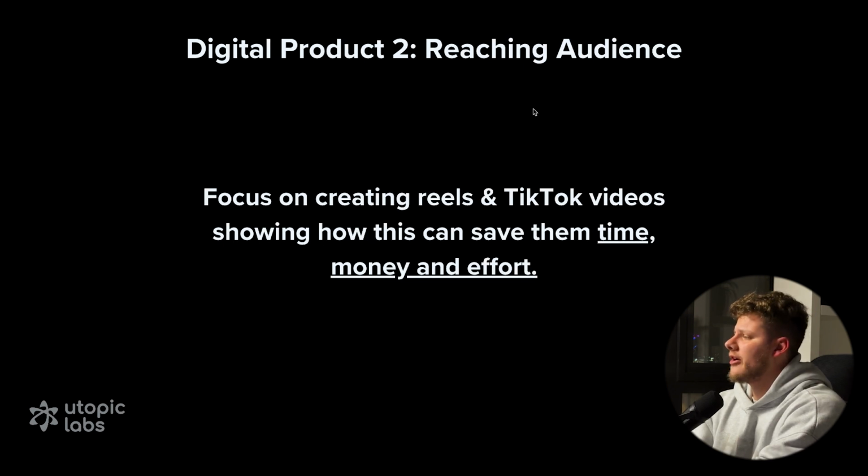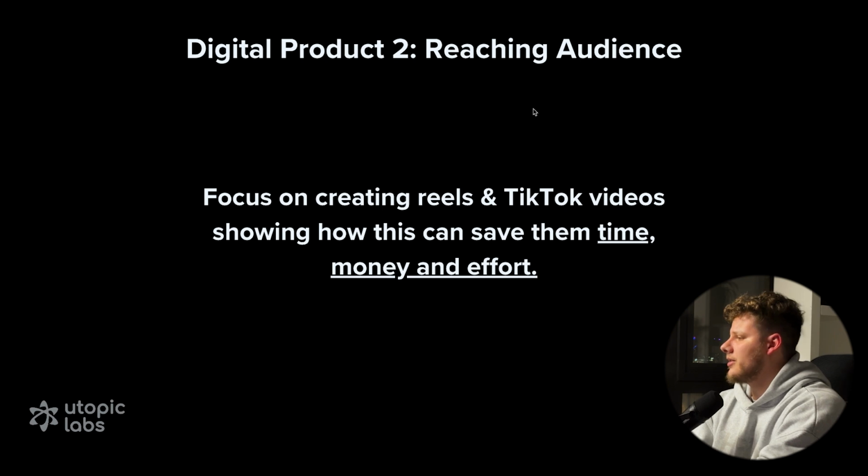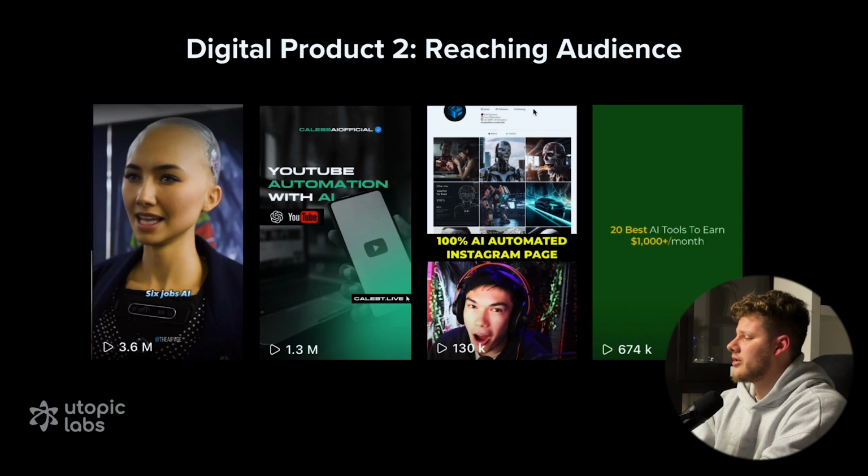Now, in terms of reaching your audience, right? So there are some more cost-effective ways to do it, and you could do this through creating reels and TikTok videos showing how this can save them time, money, and effort. Or you could also do this through organic, right? So there are so many creators nowadays that are just showing you what's possible with AI, how you can basically automate your whole creation system, how you can have YouTube automation with AI.